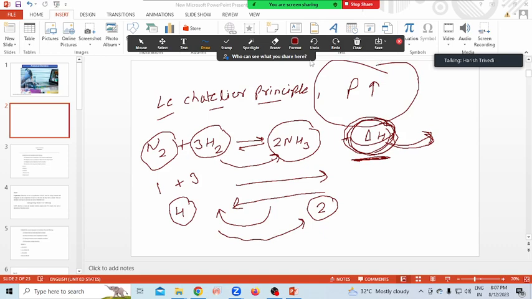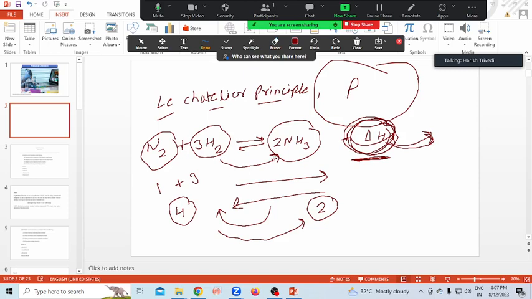Same thing if you are decreasing the pressure. What will happen? Because you are decreasing the pressure, how will it be cancelled out? The reaction will move toward the backward side. As you are decreasing the pressure, the system will try to increase the pressure. How can pressure be increased? By reacting backward. So the equilibrium shifts again to the left-hand side by pressure.